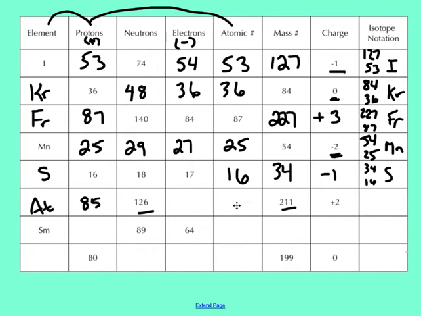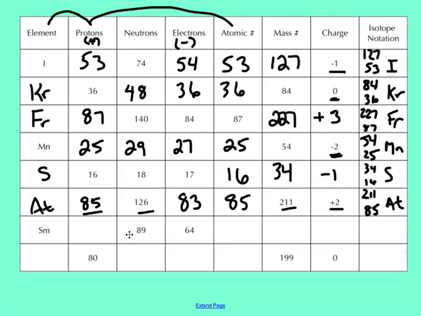astatine, and the atomic number is also 85. Okay, and then the number of electrons, this is a +2 charge, so therefore if I have 85 protons, I need 2 less electrons, so that'd be 83, and then I can fill in 211, 85, and At. Alright.